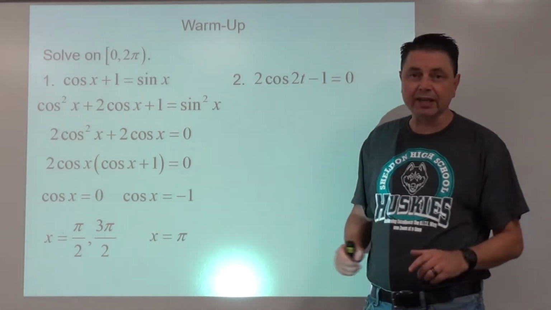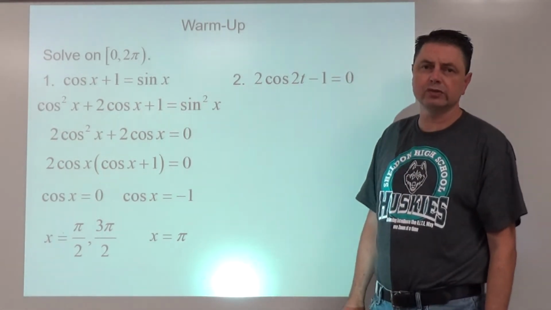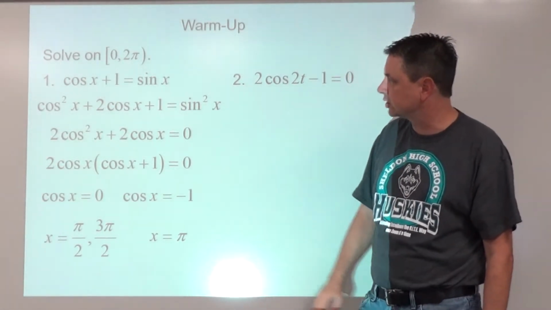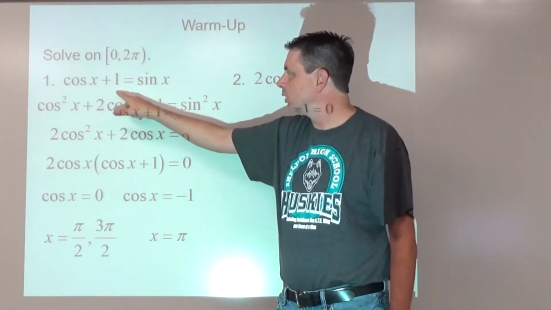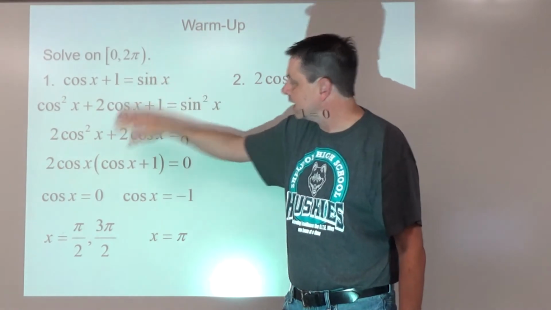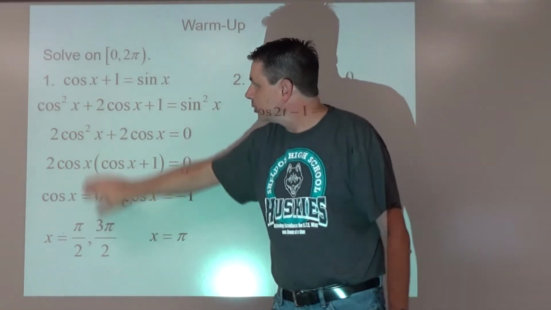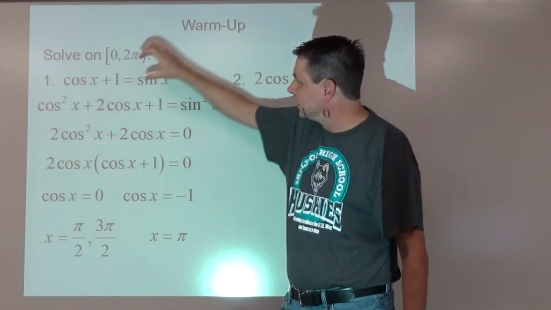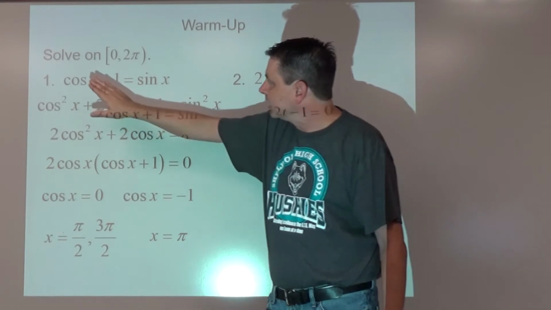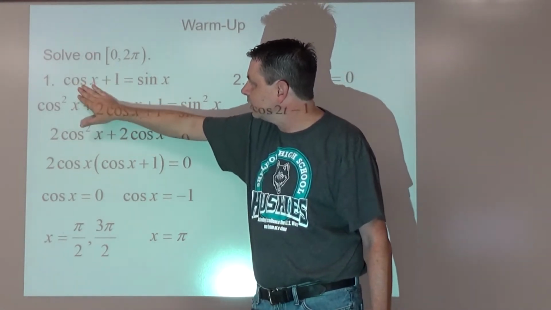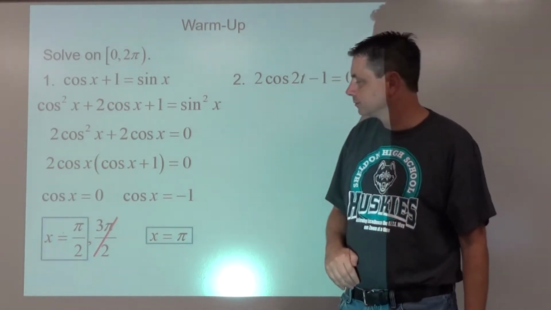Now in terms of checking, remember we squared both sides, and that potentially introduces extraneous solutions. So if we go back up here, cosine of pi over 2 is 0, plus 1 is 1. Sine of pi over 2 is also 1. That one works. 3 pi over 2, we get 0, plus 1 equals negative 1. That one does not work. Pi, so we get cosine, that would be negative 1 plus 1 is equal to 0. That one works.